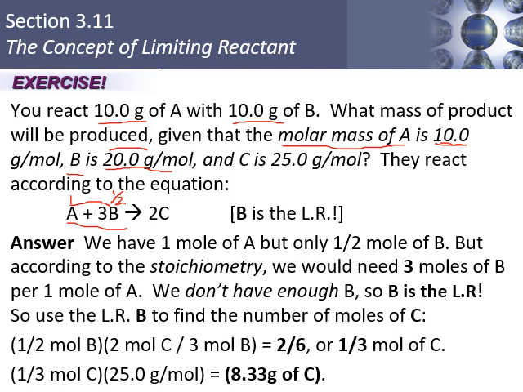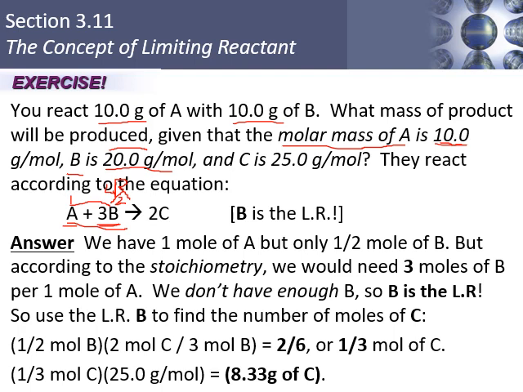Remember, if we've got 1 mole of A, we'd have to have 3 moles of B to completely react with it, but we don't have 3 moles of B. We've only got 1/2 a mole of B. So we don't have anywhere near enough B. So the B here is going to run out first. So what I recommend that you do is write LR above the B. The LR stands for limiting reactant. And that way you won't have to keep doing it over and over again. You'll just be able to look at it and say, okay, B is the limiting reactant.